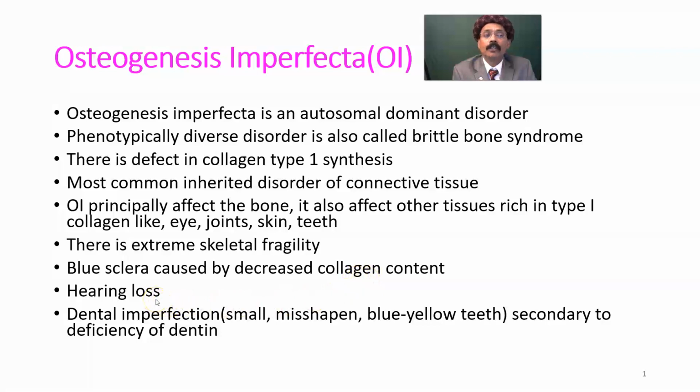Hearing loss may be conductive or sensorineural. There may be damage to the ossicles and the external auditory meatus, the bony part of the ear, or there may be damage to the internal ear involving the cochlear nerve. Dental imperfection: small, misshapen, blue-yellow teeth, secondary to deficiency of dentin.